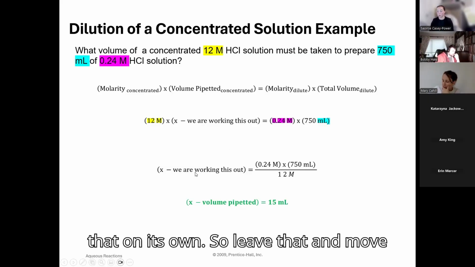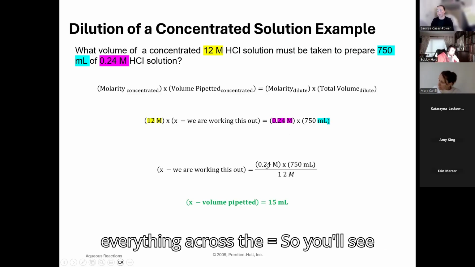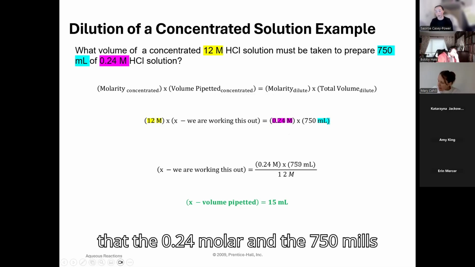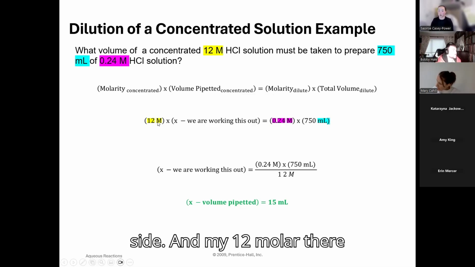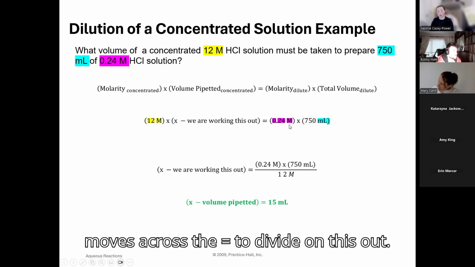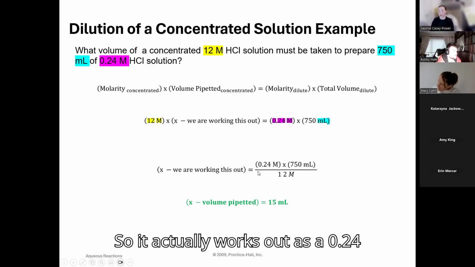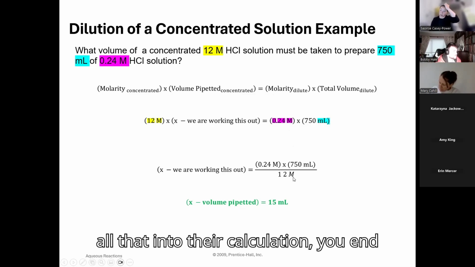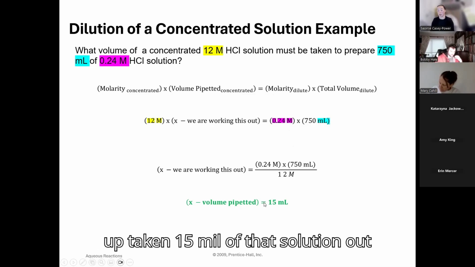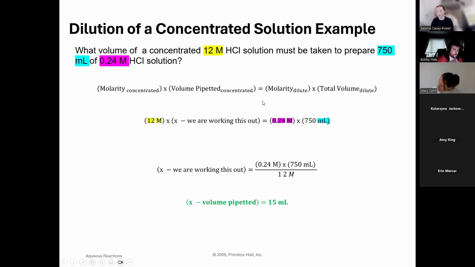So we leave that on its own and move everything across the equal sign. You'll see that the 0.24 molar and the 750 ml stay the same on the right hand side, and my 12 molar moves across the equal sign to divide on this side. So it actually works out as 0.24 molar multiplied by 750 ml divided by 12 molar. Putting all that into the calculation, you end up taking 15 ml of that solution out to prepare your new one.